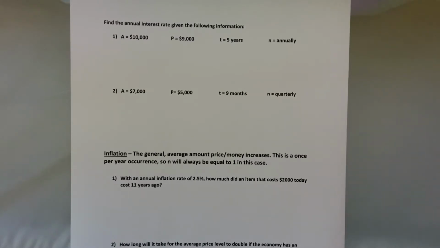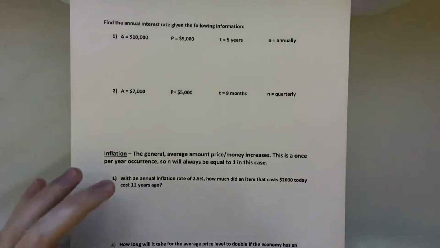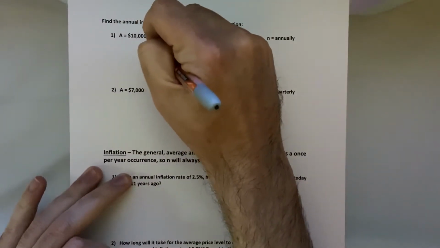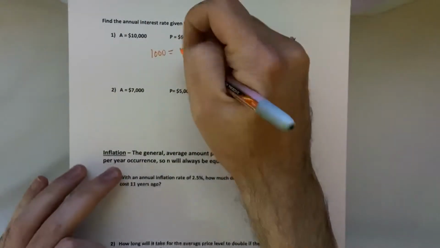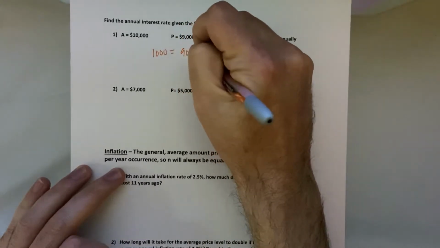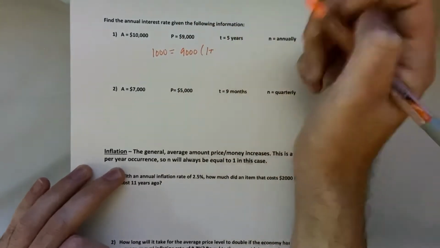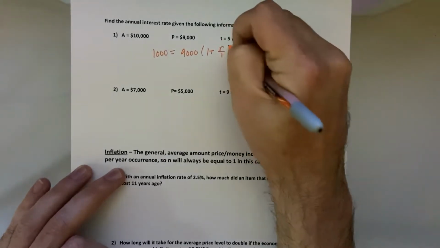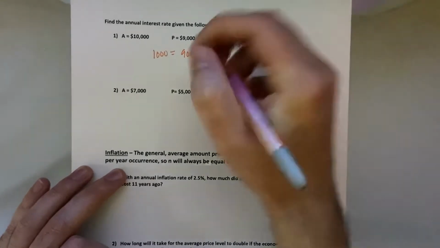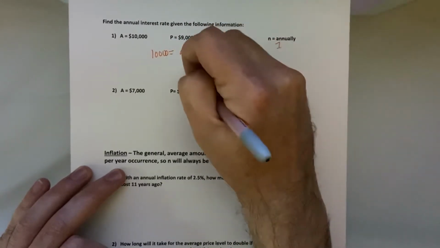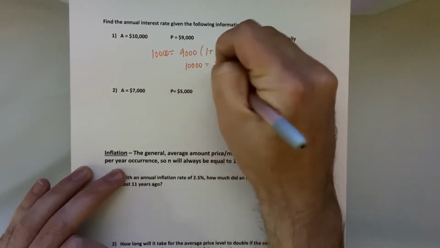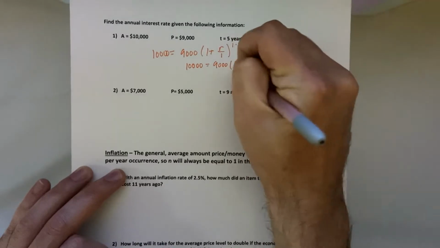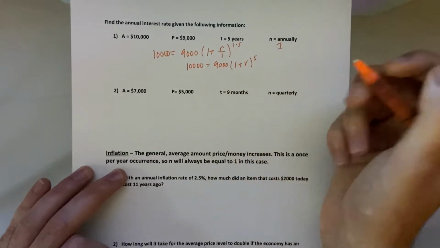A is 10,000, P is 9,000, T is 5 years, N is annually. So we've got 10,000 equals 9,000 times 1 plus our unknown R over N. In this case, N is 1. So 1 times 5 power. So this is 10,000 equals 9,000 times 1 plus R to the 5th.